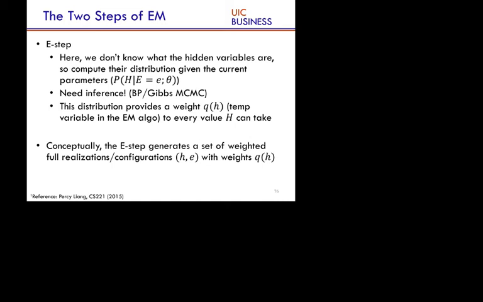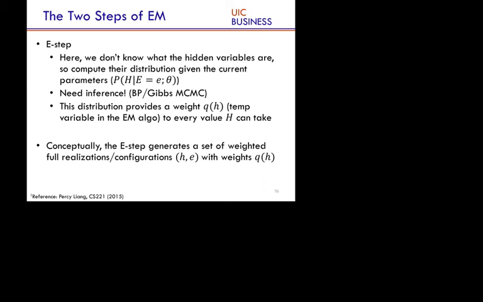But what is it doing conceptually? The E step is generating a set of weighted full realizations or configurations with weights Q of h. You can think of what the E step is doing as: I have e, I don't know h. I'm going to say, okay, what all values can h take? Let's say h is a 3-valued random variable, it can take h1, h2, h3. Then h1, e will have a weight Q of h1, h2, e will have a weight of Q of h2, and h3, e will have a weight of Q of h3. That's what the E step is doing.